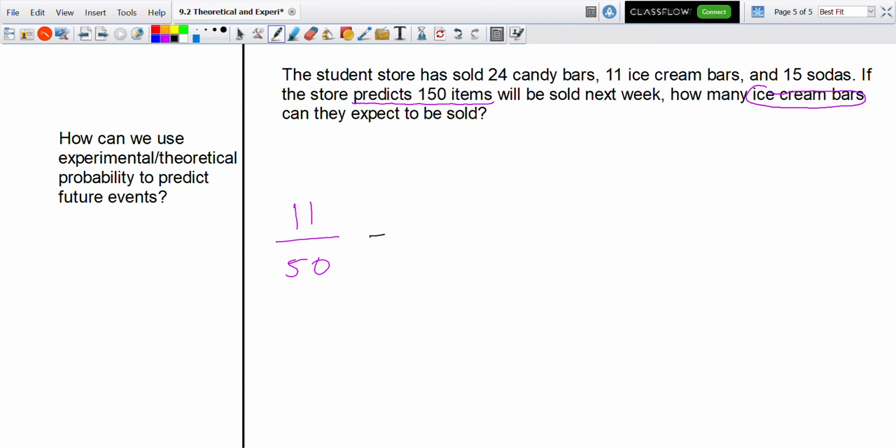Next week, we expect to sell a total of 150 items instead. So the question is, how many of those will be ice cream bars? Again, we're going to use the experimental probability, what did already happen, 11 out of 50 were ice cream bars, to predict if instead of 50 total items, we sold 150 total items, how many of those would be ice cream bars?